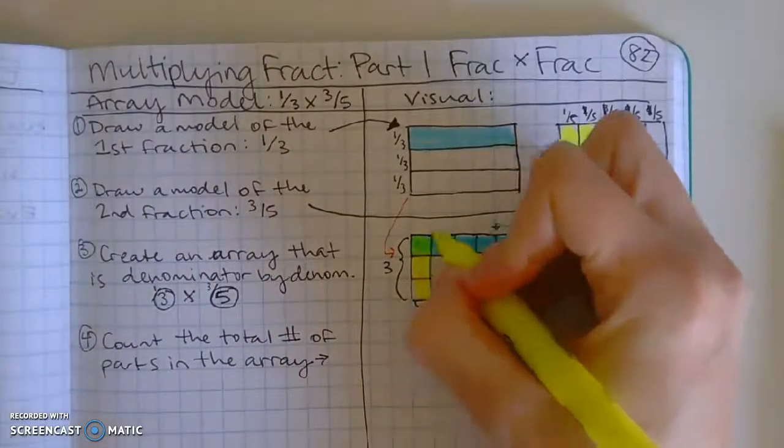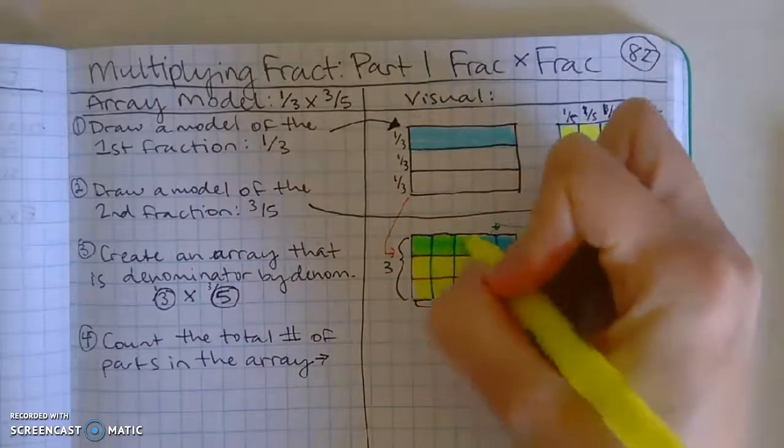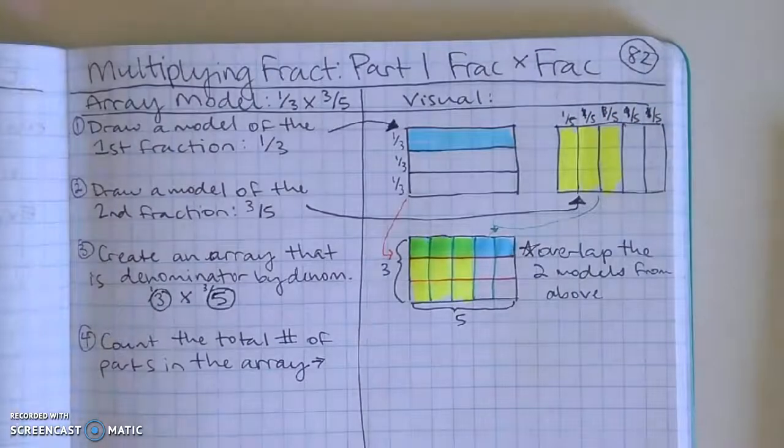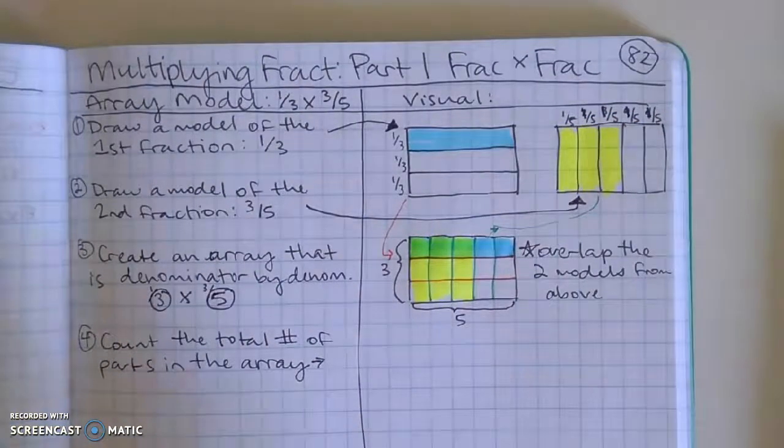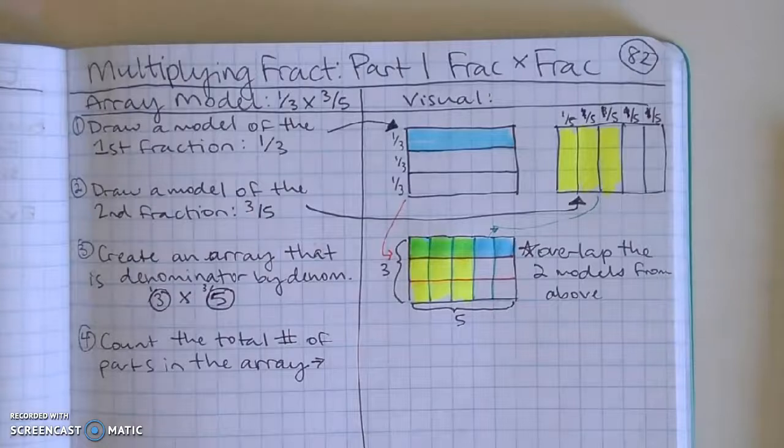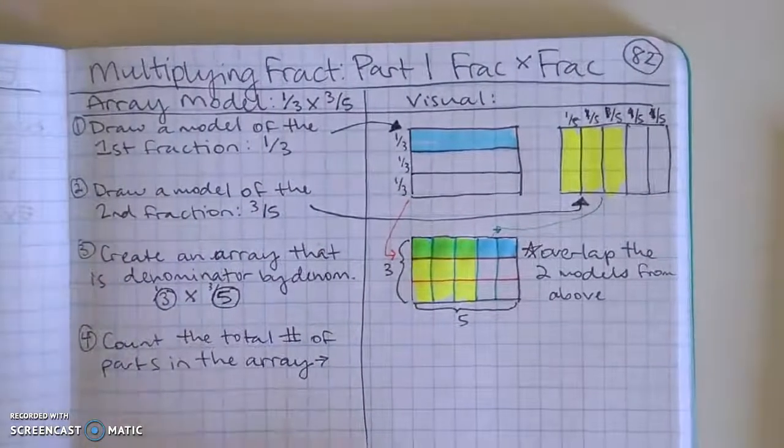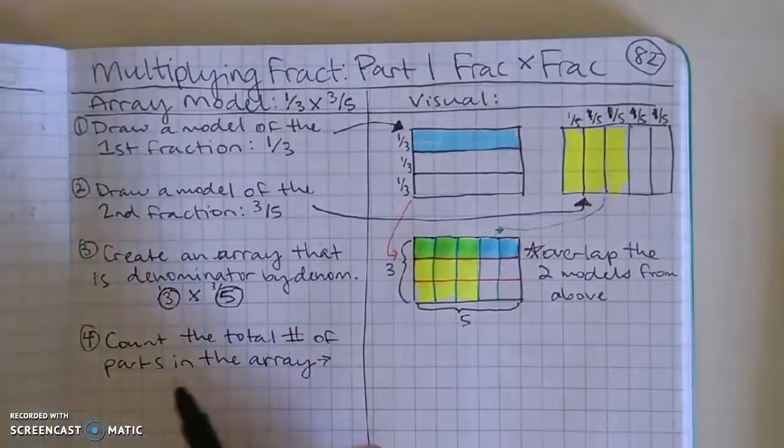1, 2, 3. Okay, so now I have my overlapping of my two models. Okay, sorry, I forgot that part. I get so excited because I love doing this. So now we're going to go back to 4.